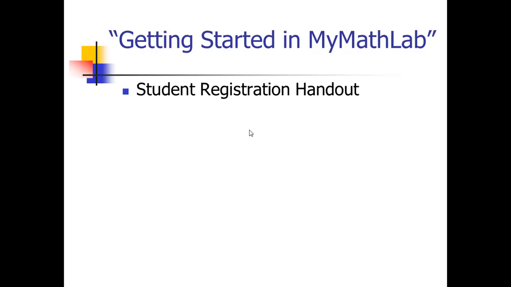The first item is a student registration handout. I suggest that you print this. This is going to walk you through registration in My Math Lab, which is where you're going to do your work. In order to register, you need 2 things: the course ID number, which is on this handout.